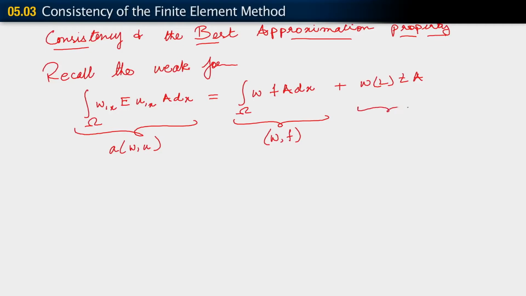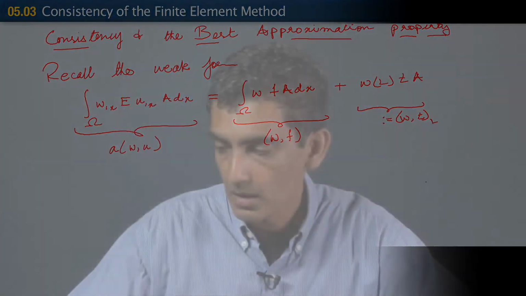What we will do now is also define this quantity to be w comma t at L. Note that this last quantity we've just defined, w comma t on L, is also an inner product. It is linear in w and it is linear in t. So essentially what we are saying is that using this notation, we can rewrite the weak form in what is called abstract notation.